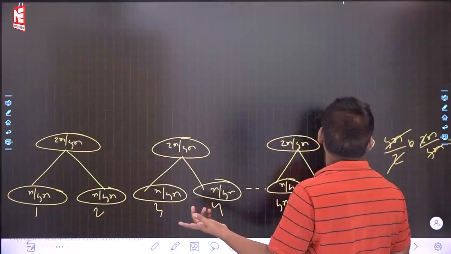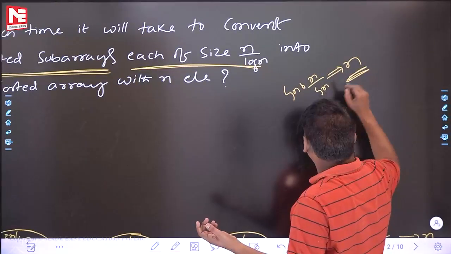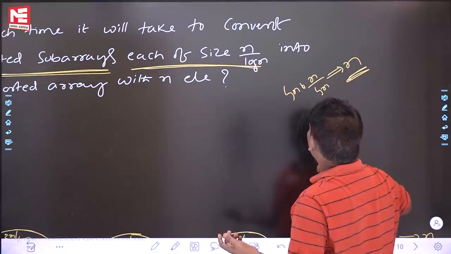The number of elements is n only. We already did this. See this one: log n groups, every group is n by log n. Total elements are n only.